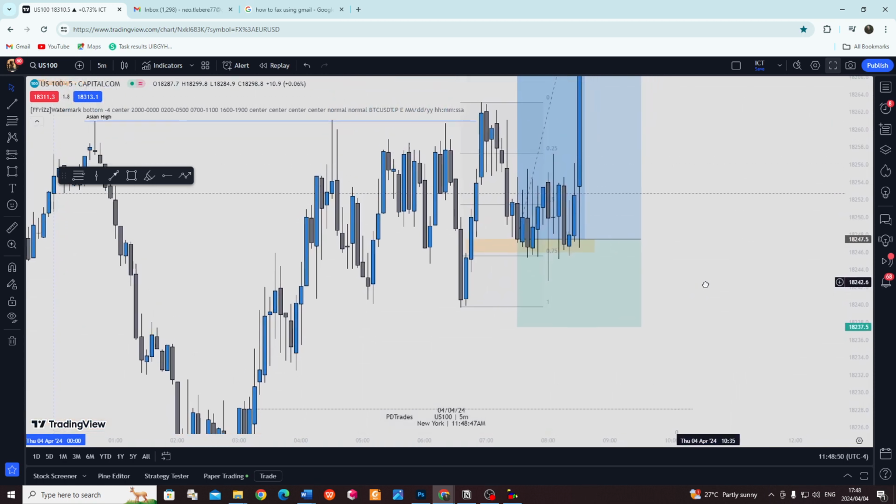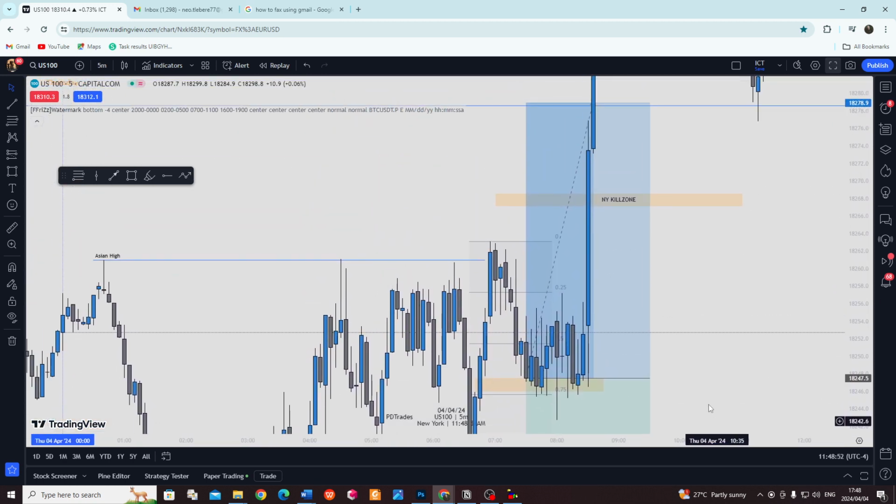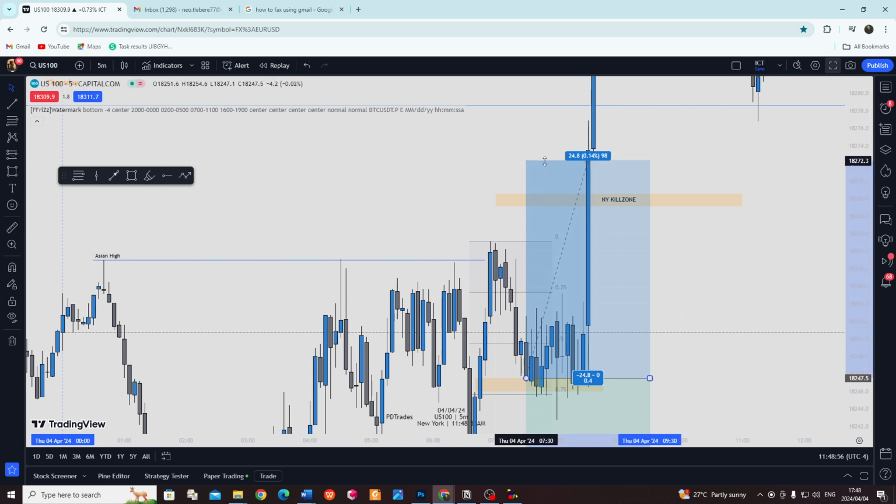So if I'm willing to risk 10 pips, how much am I willing to make? 20 pips, right? And my drawn liquidity, where's my drawn liquidity? My drawn liquidity is here. So that's like 30 pips. So the ratio is like 1 is to 3, right?